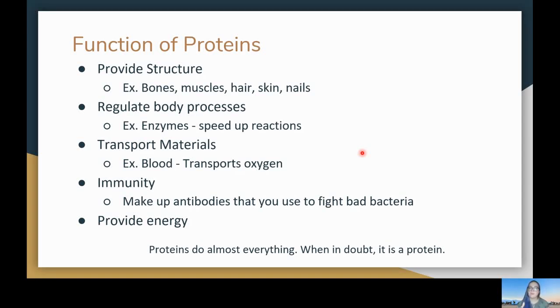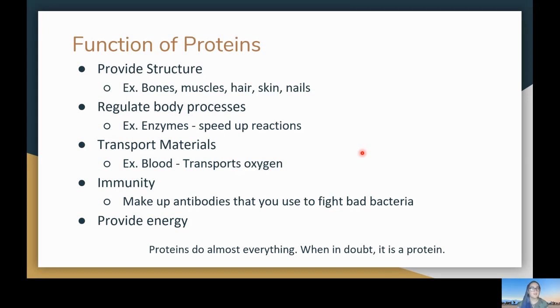And we have transport materials as well that are proteins. So in our blood, we need proteins to transport oxygen throughout our body. They also help us with immunity. They make the antibodies that fight against the bad bacteria, and they provide energy. So again, protein does provide energy like carbohydrates and lipids, not as much and as quick energy as the other two, but proteins basically do all of the above. You know, they provide your structure, they give you better working body processes, they help transport things through your body, they make things to protect your body, and they provide you energy. So really, they are the most complete so far, right? They give you a little bit of everything.